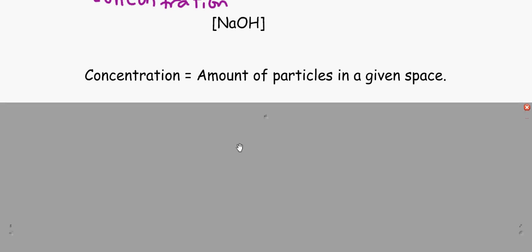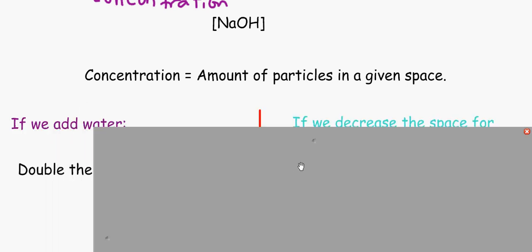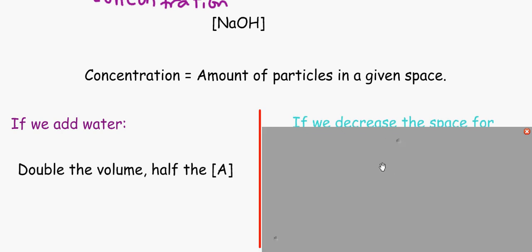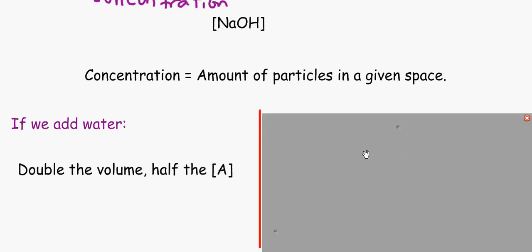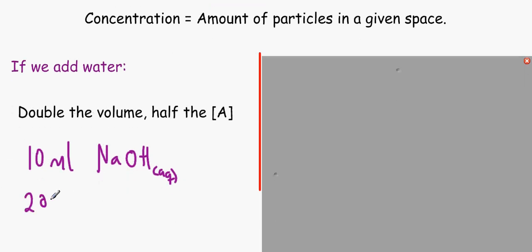So what happens if we add water? If we add water, we double the volume of the space, but we halve the concentration. So say for example, in 10 milliliters of sodium hydroxide, which is aqueous, if we double the volume of that to 20 milliliters, the concentration would halve, because the amount of particles in that space has now essentially halved.